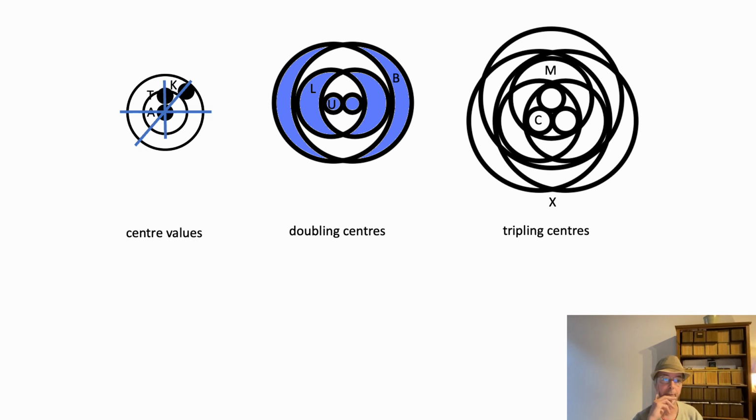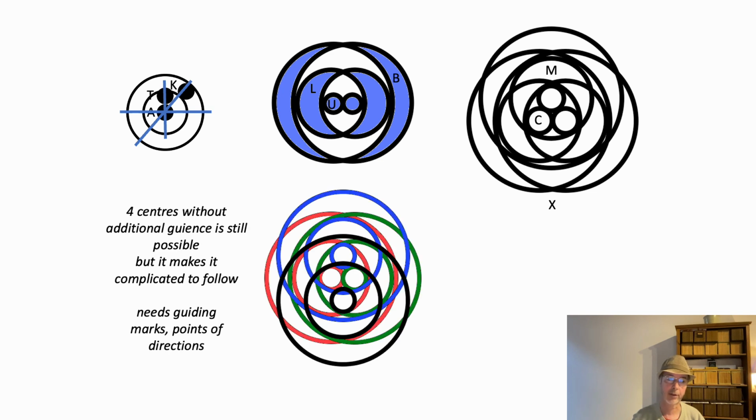So I explained already, I will make a small repetition, which were the vowels and consonants with center values, A, T and K, which ones were the ones with the doubling centers, U, L and B, and the tripling centers, C, M and X. These were all explained in one of the latest videos. 4 centers, I said before, it's impossible because it's chaos. You should not do that. But anyhow, I will do that still. And I hope with some help I can overcome the complications in it and still make it comprehensible.